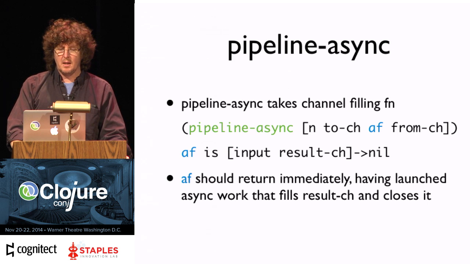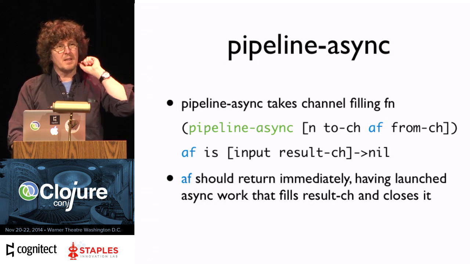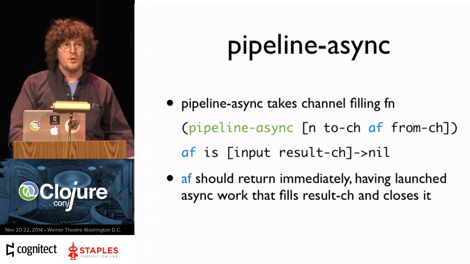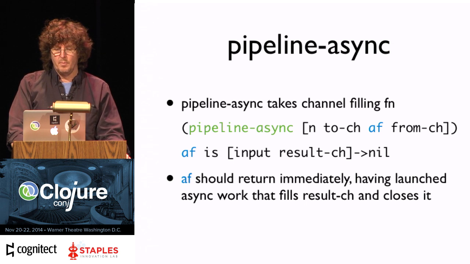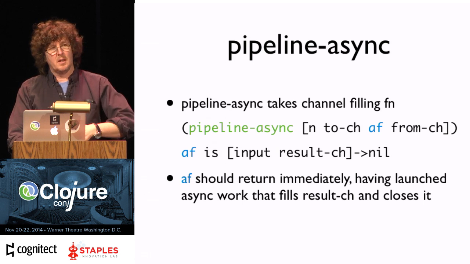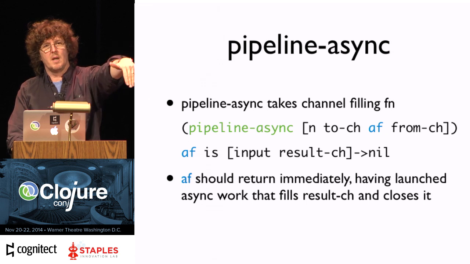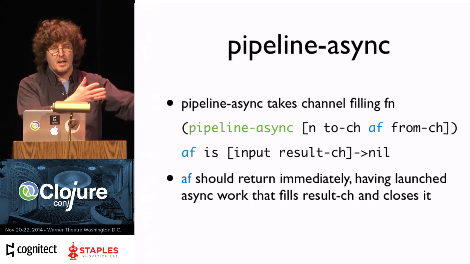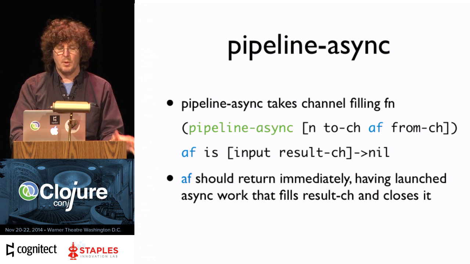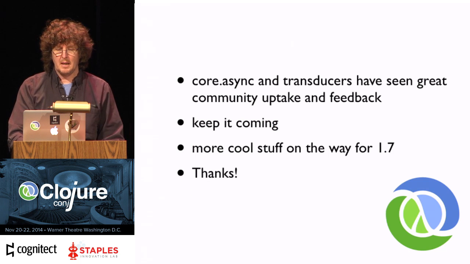Right? Pipeline async, I really won't have time to go into, but it's a little bit different. It does not take a transducer because it needs a way to get an asynchronous result, and it uses channels to do that. It's going to give you your input and a channel to put the result on. And then it collapses all that and effectively streams it out the other side. So between the three of these, that should cover all your pipelining needs.